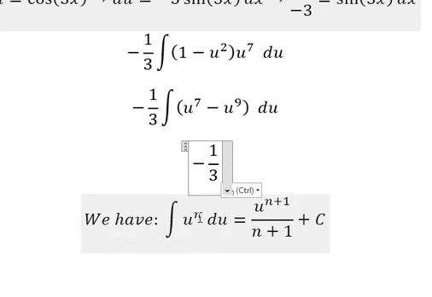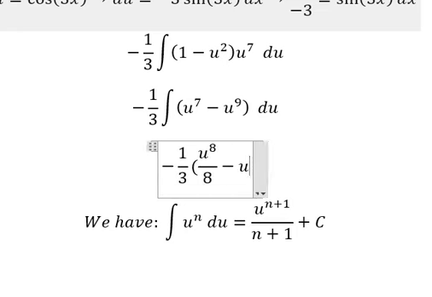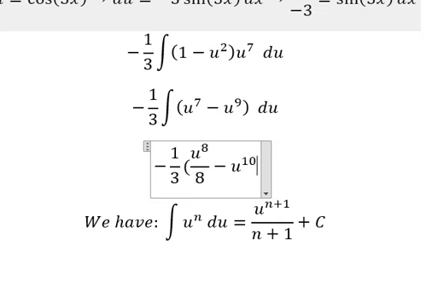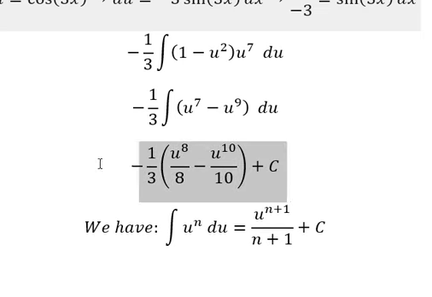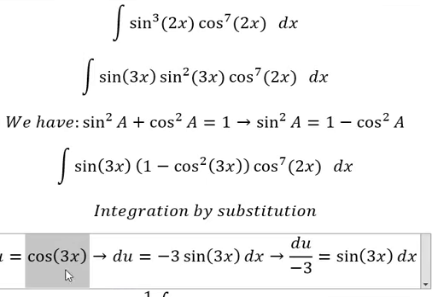So number 7, we put this one here. 7 plus 1, we have number 8. The next one, that is about number 10. About u, that is about cosine 3x.